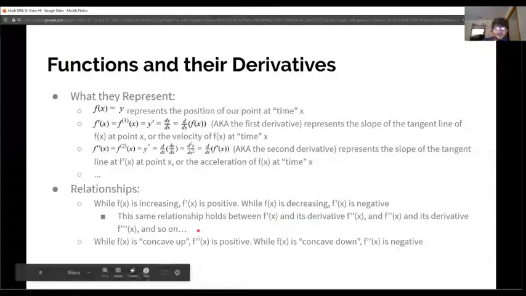And the same relationship holds between higher derivatives too. So between f prime of x and f double prime of x, between f double prime of x and its derivative f triple prime of x, same thing. So if f prime of x is increasing, then f double prime of x is positive, and so on and so forth, right? And I don't think we've talked about this in lecture yet, so I wouldn't worry too much about it. But the relationship between f of x and f double prime of x: while f of x is concave up, f double prime of x is positive, and while f of x is concave down, f double prime of x is negative. I'll show you what concave up and down means in the next slide when we look at the examples.